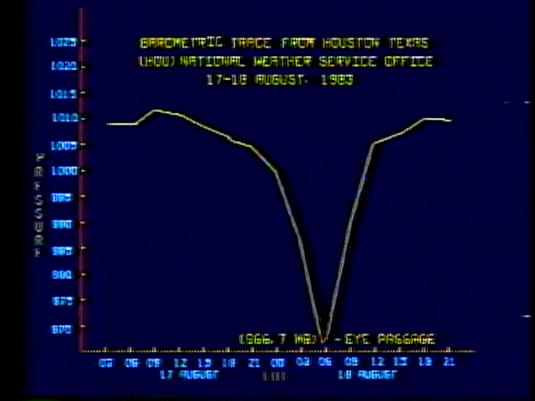A period of equally dramatic pressure rises follows the minimum. These changes are many times more rapid than would be experienced in an extratropical cyclone and help to illustrate the intensity of the horizontal pressure gradient in the eye wall. The slightly more rapid recovery is probably an indication of storm weakening as it moved inland.